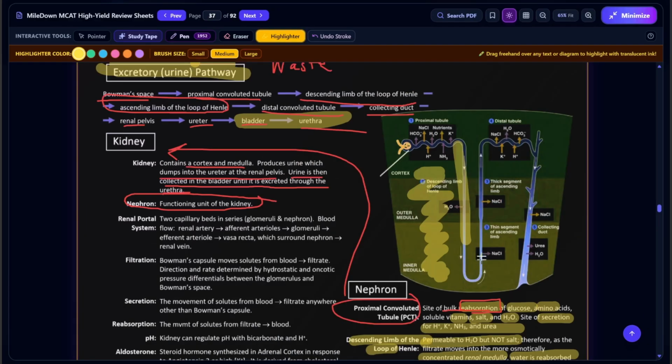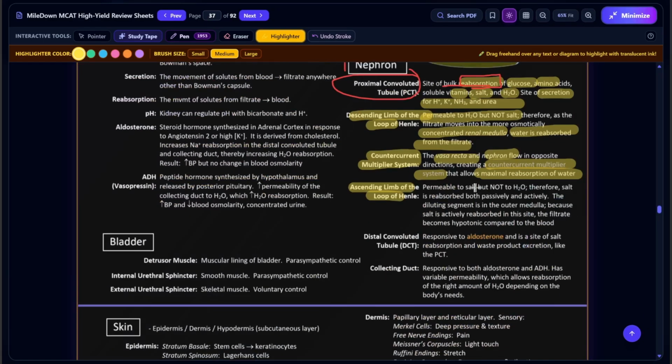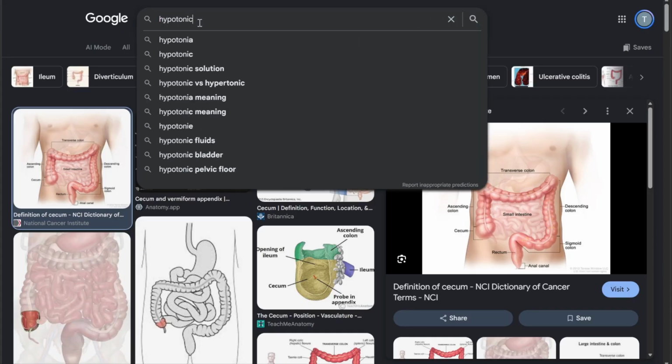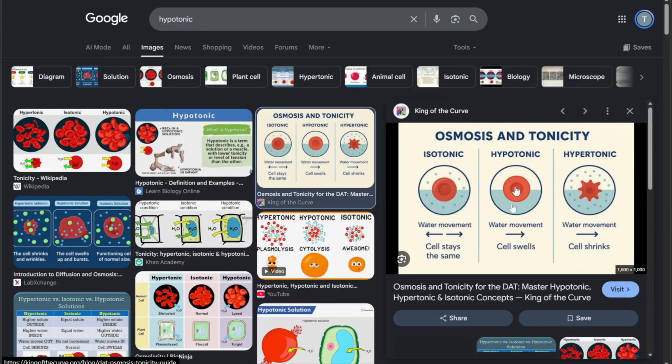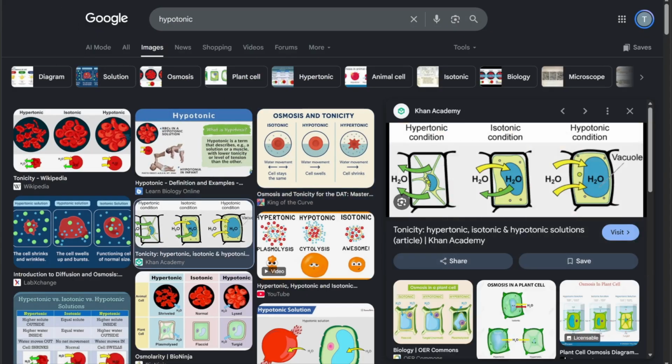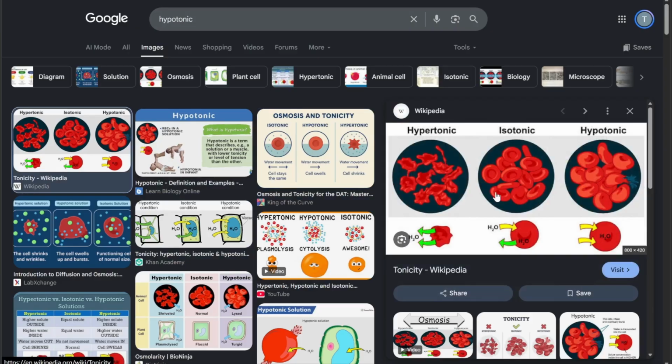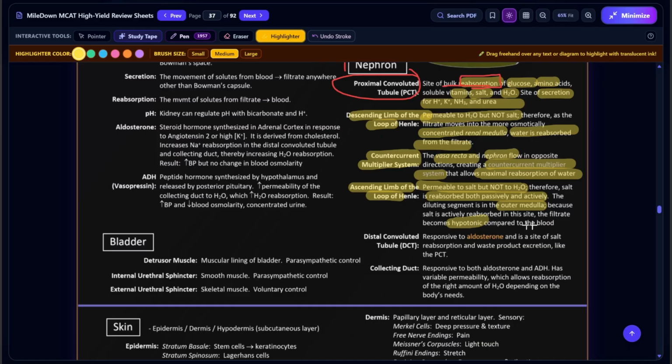Ascending loop of Henle, we just talked about, is permeable to salt but not to H2O. So that's important. Therefore, the salt is reabsorbed both passively and actively. So the diluting segment is the outer medulla, so the one that has more water now. Because salt is actively reabsorbed in this site, the filtrate becomes hypotonic compared to the blood. So hypotonic, meaning the cell swells here. The cell swells with a lot of water, H2O coming in. Okay, compared to the blood.